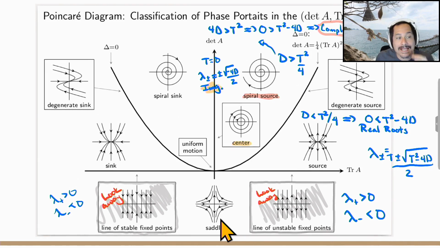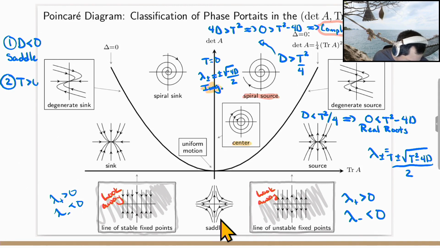So, it is a complicated diagram. What do you want to know about that complicated diagram? You want to know 3 or 4 things. Thing number 1, if the determinant is less than 0, you got a saddle. Period. Part number 2, if the trace is positive and the determinant is positive, you have a source. Part number 3, if the trace is negative and the determinant is positive, you have a sink.